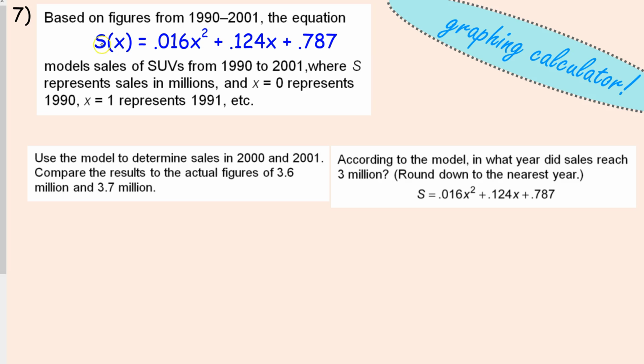It says use the model, and remember the model is the equation. So when you see the word model, you think use the equation to determine sales in the year 2000 and the year 2001. Compare the results to the actual figures of 3.6 million and 3.7 million. So we're finding S of, let's see, the year 2000 would be x equals 10, since the year 1990 was x equals 0, and the year 2001 would be x equals 11. So we're finding S of 10 by substituting 10 into the equation for x.